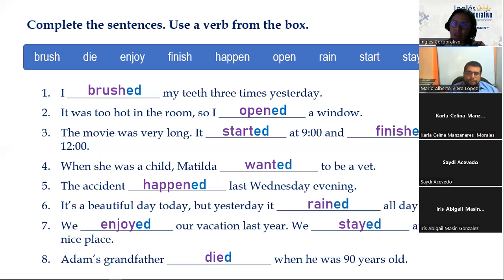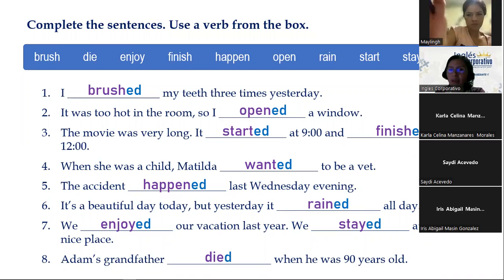Okay, guys. So here we're talking about the affirmative way. Estamos hablando, chicos, de la forma afirmativa de past simple, right? So in this case, we're going to, dígame, Meli.